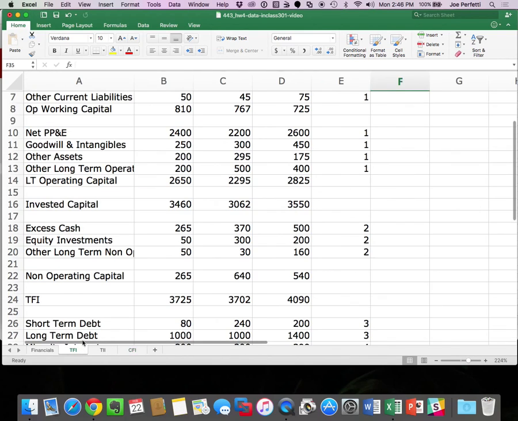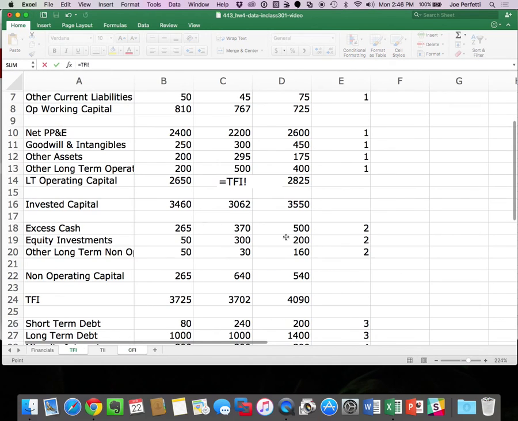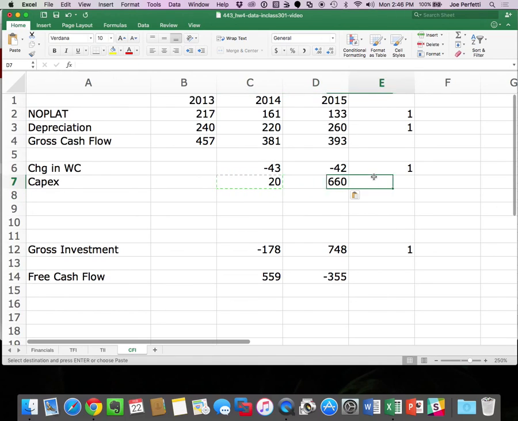Next, when we look through each of the items, we have net PP&E. The change in net PP&E is created by what's called capital expenditures, or CapEx for short. And again, if it's not given to us, we can solve for it. We take our current year PP&E minus previous year plus current year's depreciation. So that is the CapEx.